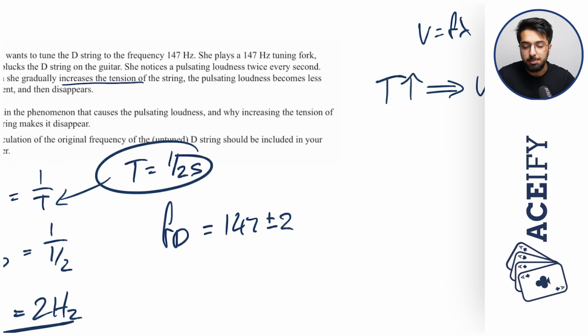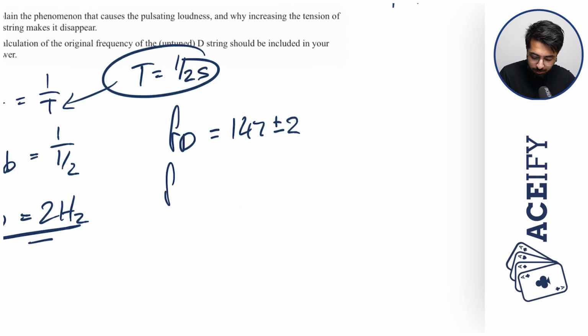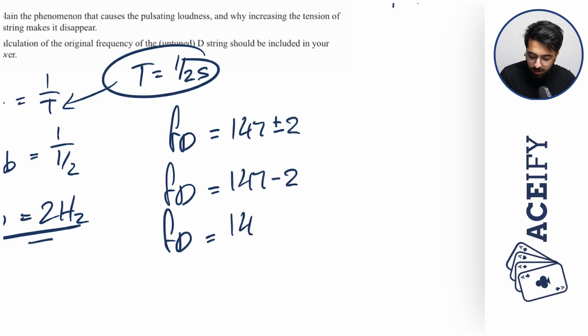And so if we've increased the tension in the string, therefore increasing the frequency, and then we don't hear beats, our original frequency of D must have been 147 minus 2, and therefore the original frequency of our string D is equal to 145 Hz. Okay? Now let's confirm whether that makes sense.